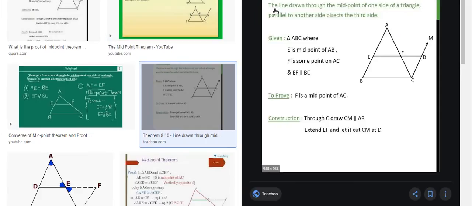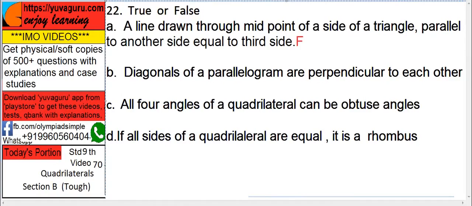Another way of saying it is that a line drawn through the midpoint of one side of a triangle parallel to another side, meaning to BC, bisects the third side. So this is also another way of saying it. It's one and the same. So A is false. Now B.